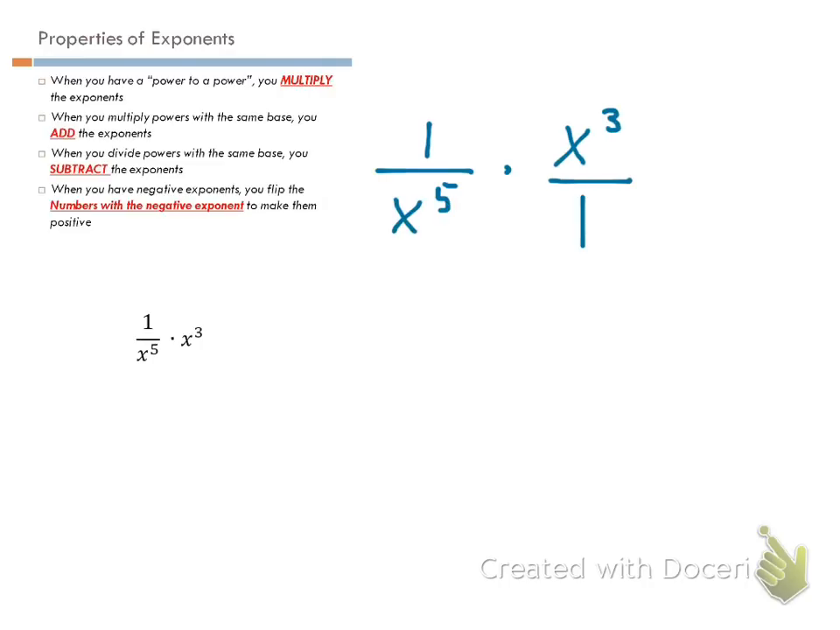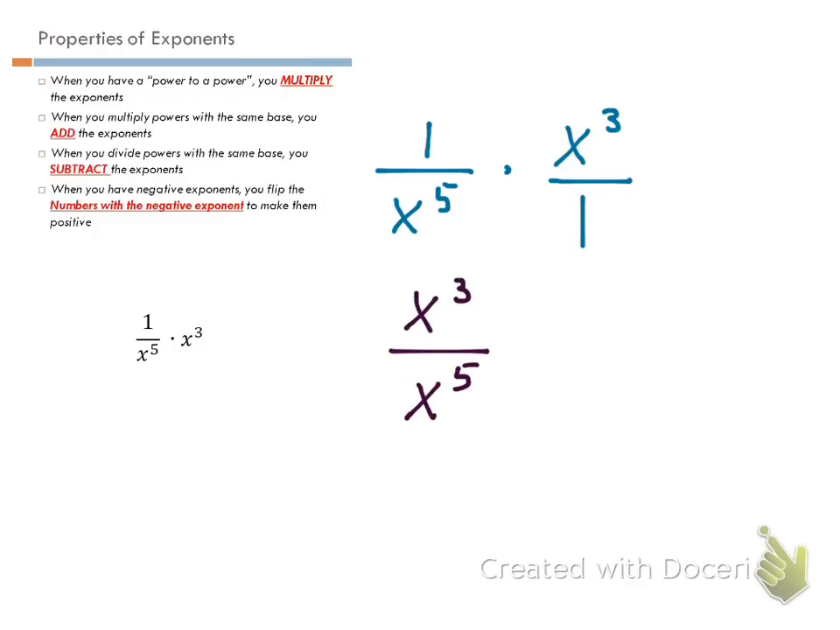Okay, so here's our first problem. 1 over x to the 5th times 1 to the 3rd. We had something similar on the progress check, and a lot of people were a little confused. So the first thing you do is put x to the 3rd over 1. And then you can multiply the numerator and the denominator, so you get 1 over x to the 5th times x to the 3rd over 1.